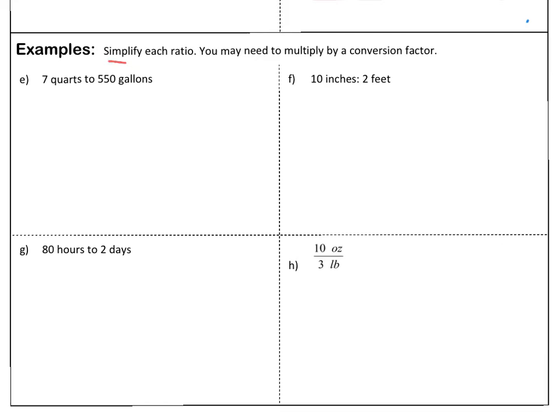For these next couple problems, I'm doing the same thing. I'm going to simplify my ratios, but I may need to convert them so that they're in the same units. So for example, for E, I'm dealing with 7 quarts and 550 gallons. So I want them either both in quarts or both in gallons. The rule of thumb for this is always go with the smaller of the two units. So I'm going to keep this as 7 quarts, and I want to change that 550 into quarts.